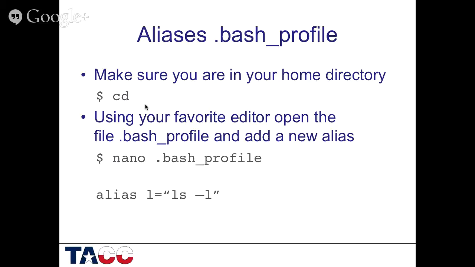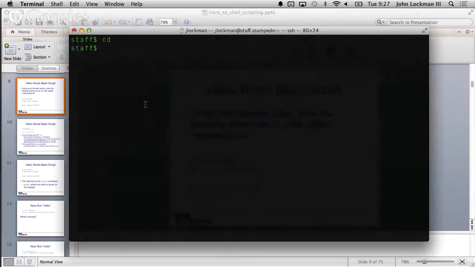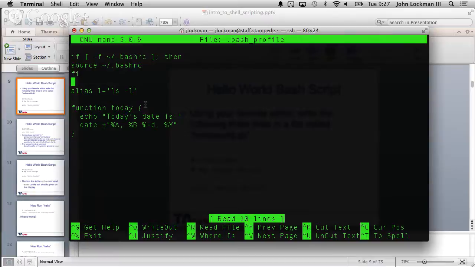I'll type cd. I'm in my home directory. And if you take a look at, we'll use nano again, this file called .bash_profile, you'll find that it has a few things in the first line. It says if there's a .bashrc, source it. What's that? If you open it up, you'll see that the first three lines should already have this.